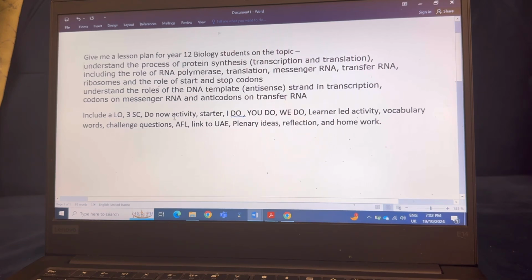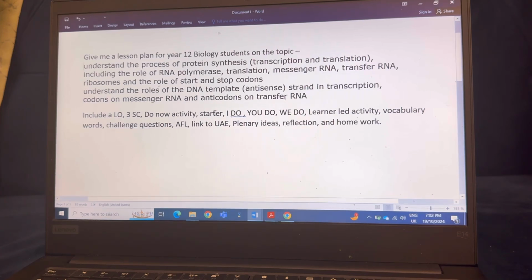Then I need a do now activity, which is done in our school before the starter. This is not compulsory in all schools. If you are making a lesson plan for your demo lesson, you don't need this do now, because it's time consuming also; as much as you add to your lesson plan, the lesson becomes time consuming, right?